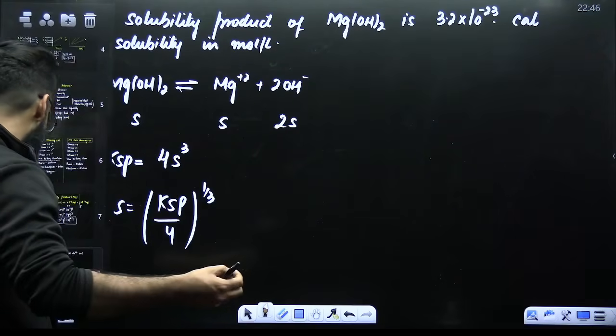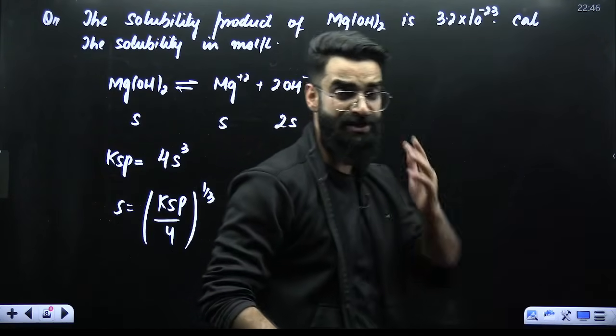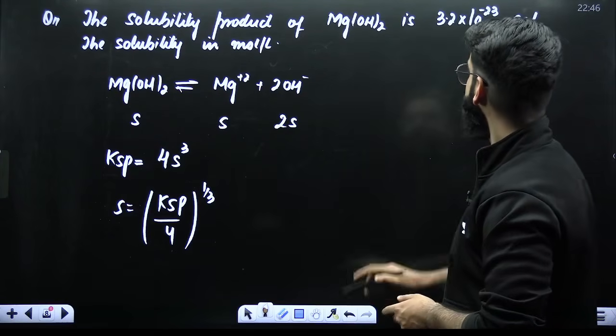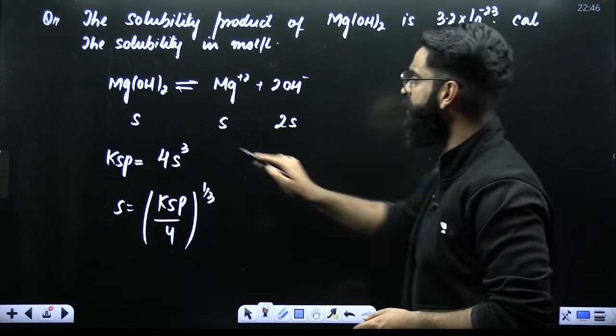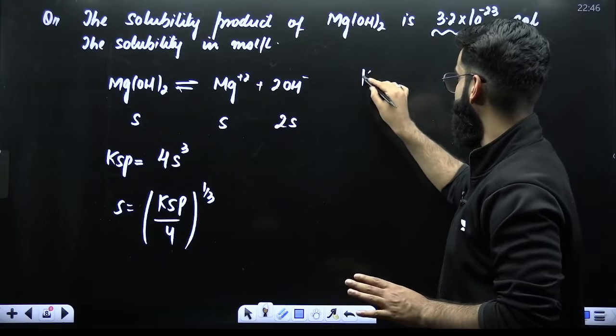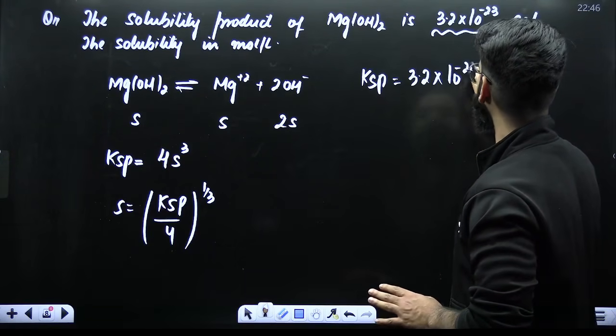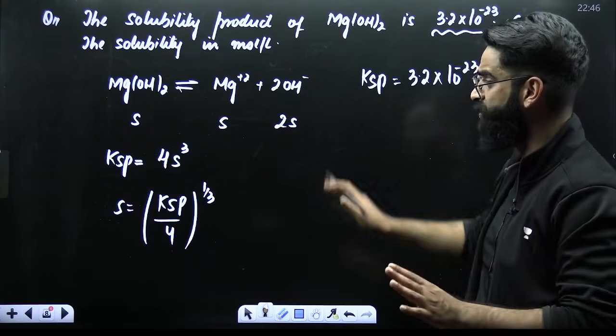A basic question, my dear students, is asked. For example, you have got a question wherein, my dear students, the Ksp of Mg(OH)2 is given to us, which is 3.2 into 10 raised power minus 23. This is the Ksp of Mg(OH)2.